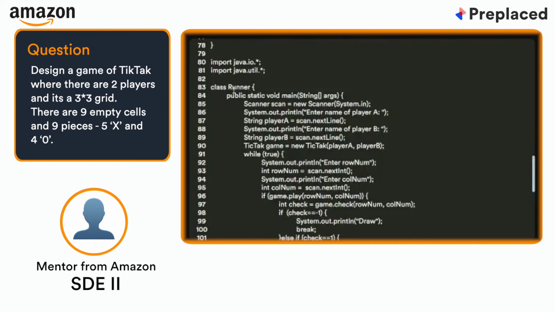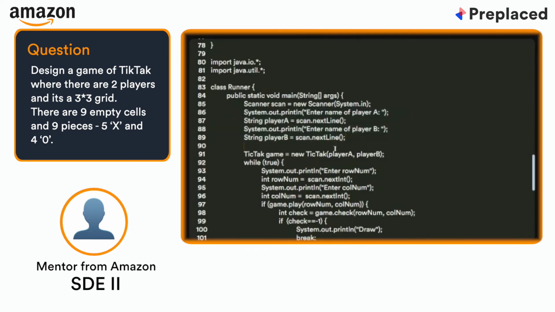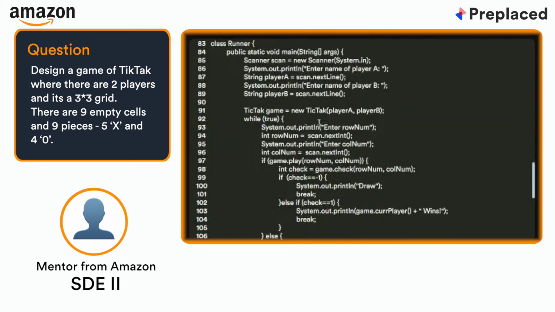Let me go through the main loop or main function again. I'll be defining my scanner first, and I will be taking the name of player A as input. Let's go to the functionality in that other class only. This class looks pretty good to me.